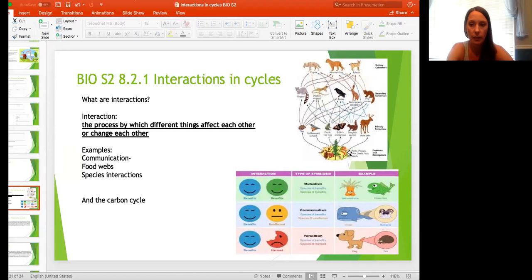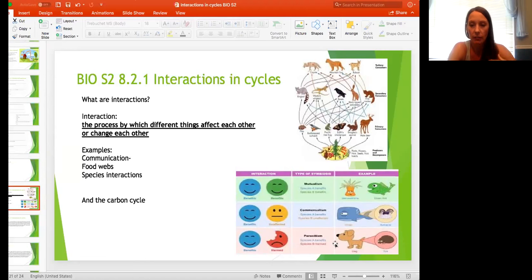So if we took away the producers, all of these organisms would not be able to live, because each one of them relies on the others. Exactly. Same thing when we think of species interactions. The way that organisms live, they interact with each other.